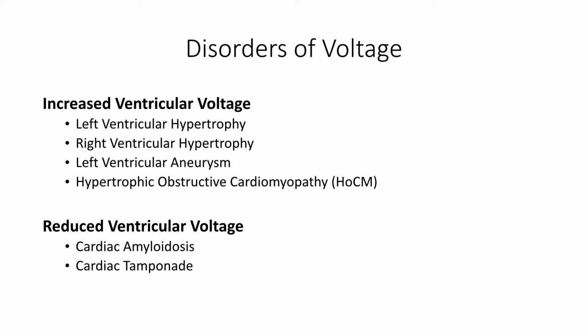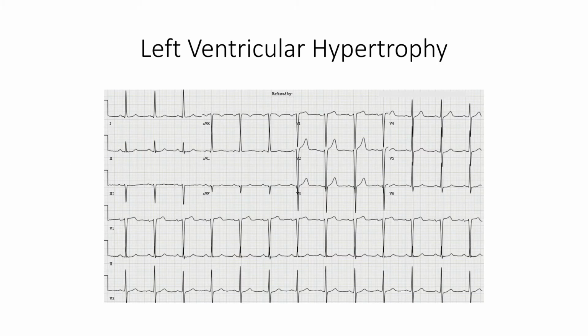First, we'll go over disorders of increased voltage. We will look at left ventricular hypertrophy, right ventricular hypertrophy, left ventricular aneurysms, and hypertrophic obstructive cardiomyopathy. Next, we'll look at disorders contributing to reduced ventricular voltage, such as amyloidosis and cardiac tamponade.